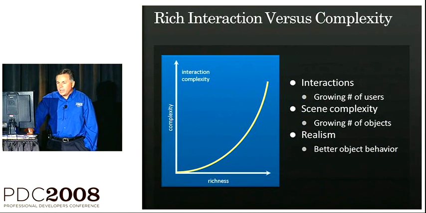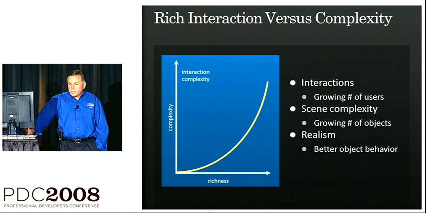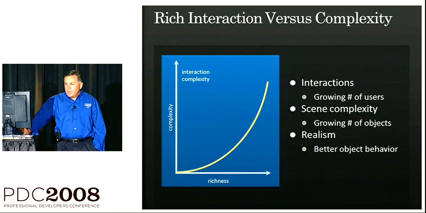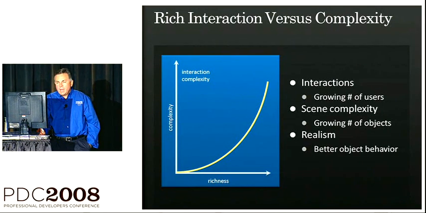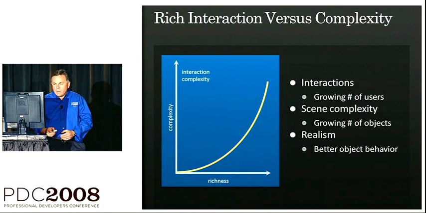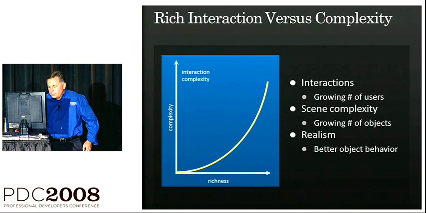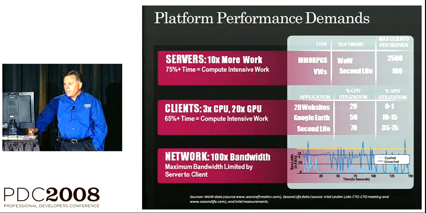So as I said earlier, yes, these things are all really cool. They drive a richness that is very compelling, but it drives a huge level of complexity in terms of a greater number of users that are interacting, the complexities of the scenes, the number of objects that have to be dealt with, and then finally each of these objects have to be rendered to a fairly high level of realism for them to really deliver the user experience that we're looking for. So it really is quite a challenge to provide that kind of richness.